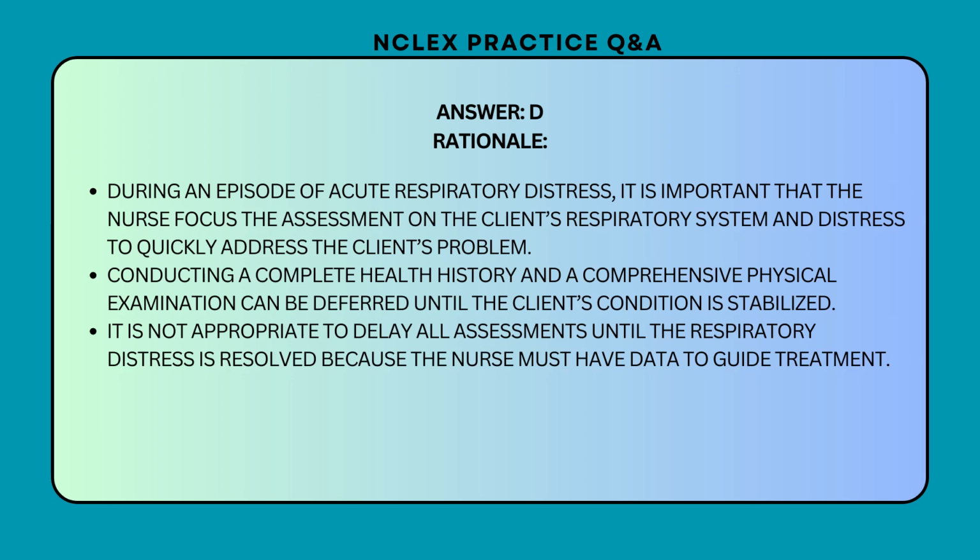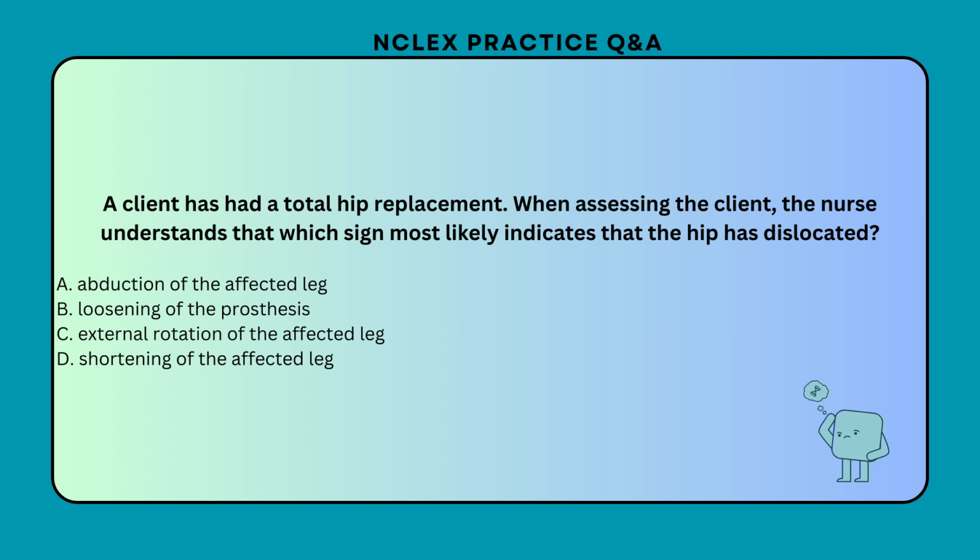to guide treatment. A client has had a total hip replacement. When assessing the client, the nurse understands that which sign most likely indicates that the hip has dislocated? A. Abduction of the affected leg. B. Loosening of the prosthesis. C. External rotation of the affected leg. D. Shortening of the affected leg.